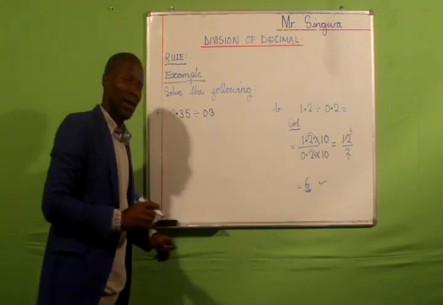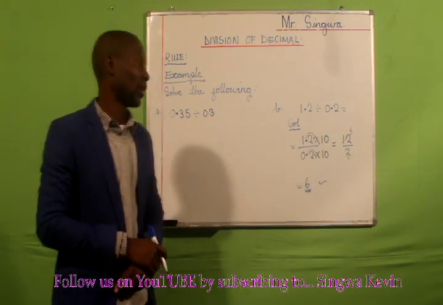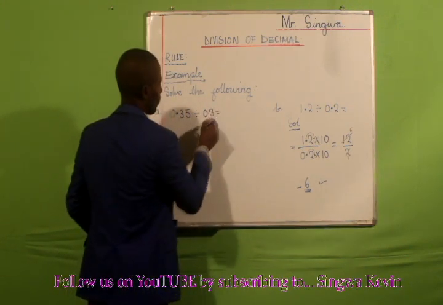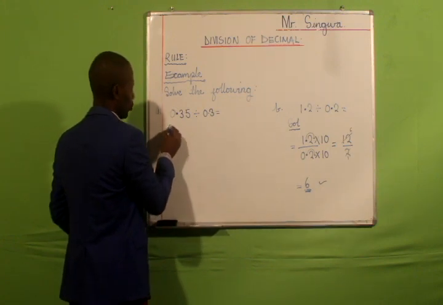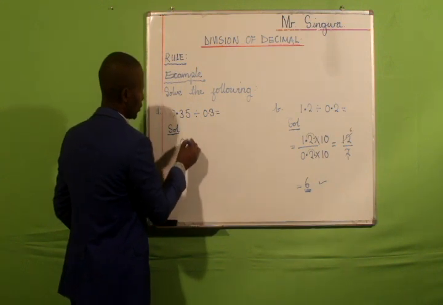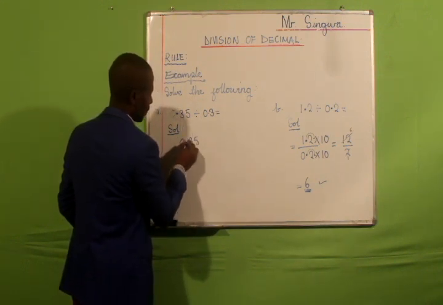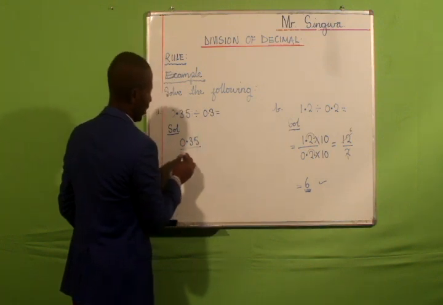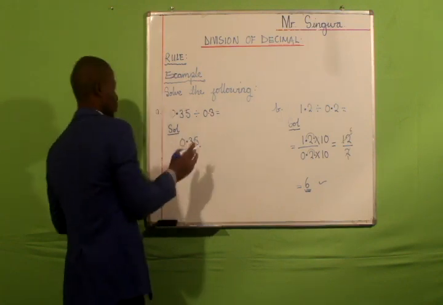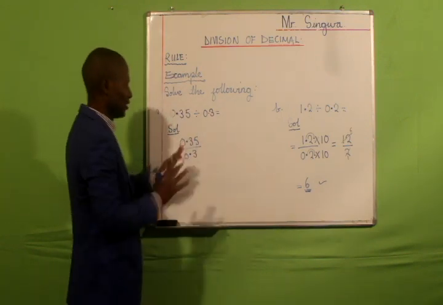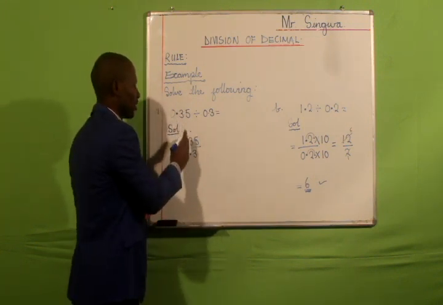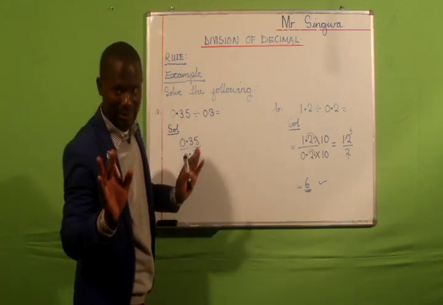Okay, you have a number which is going to be given: 0.35 divided by 0.3. What is the solution? So you write your solution down here: 0.35 divided by 0.3. Never mind the decimals, it's not always that this is going to be in a straight line. They can be zigzag. It doesn't matter.